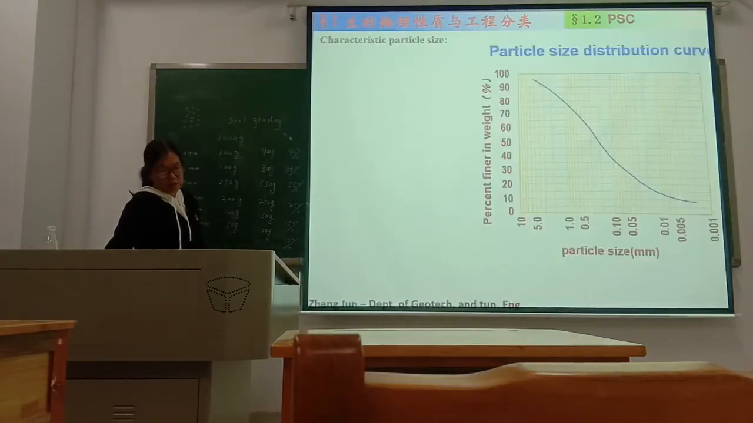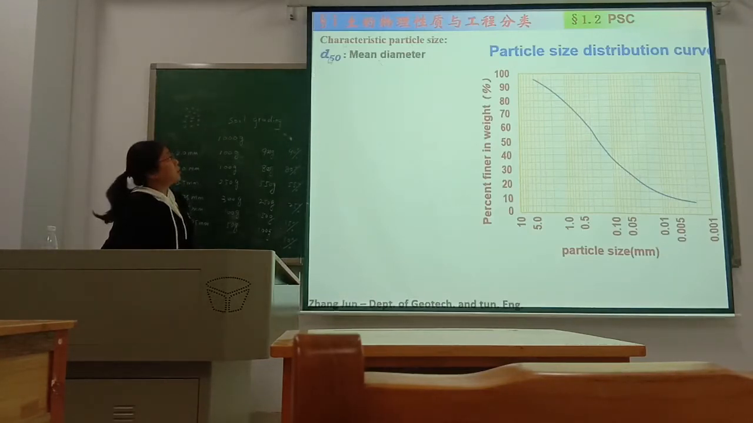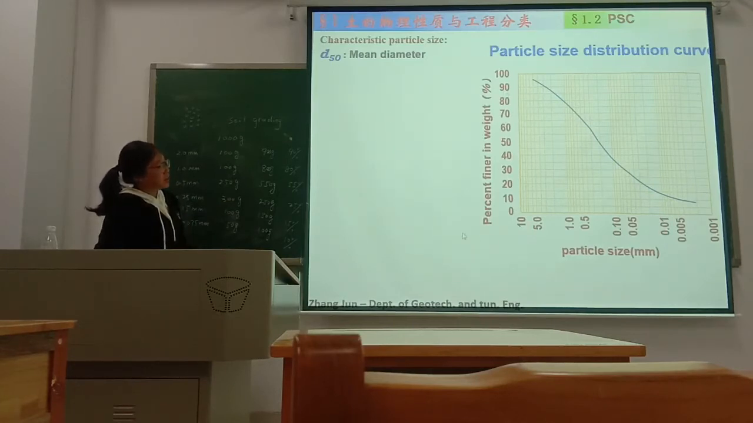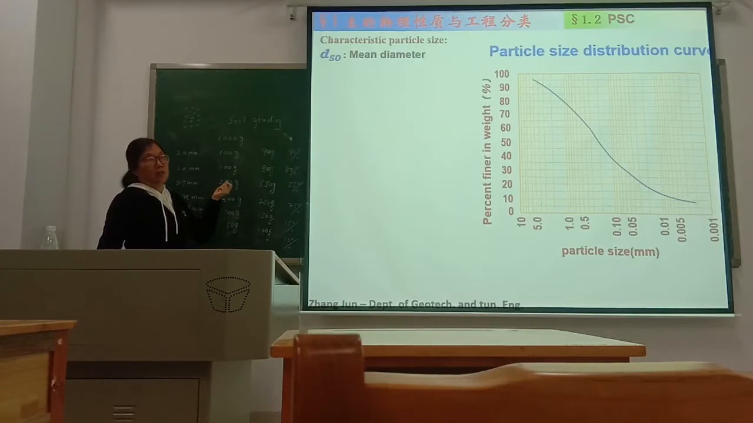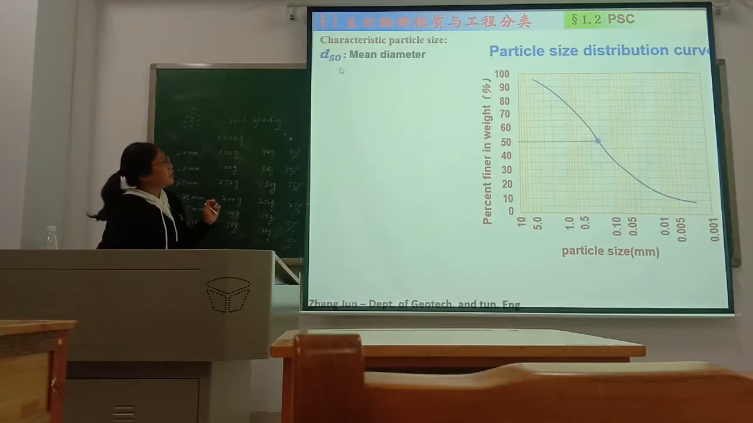Here we have some characteristic particle sizes. D50, the mean diameter. It represents the diameter 50, where the percentage is maybe 50%. Less than diameter D50, the mass percentage is 50. Okay, so we call it the mean diameter.